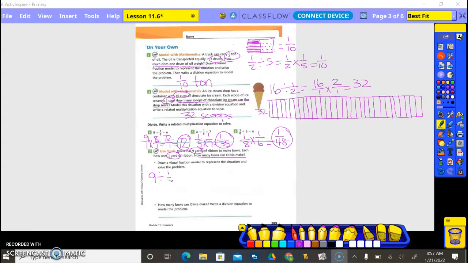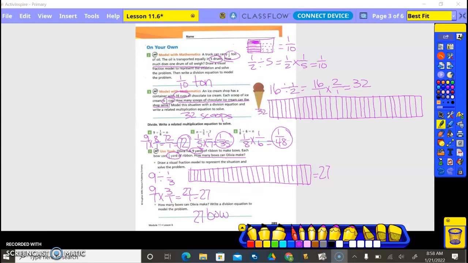9 divided by 1/3. So we drew our big box, broke it into 9 boxes, and then we broke those 9 boxes into 1/3 sections, and we got 27. So then we're going to go back and check our problem. So we have 9/1 times, what's the reciprocal of 1/3? 3/1, which equals 27/1, which equals 27. So how many bows can Olivia make? 27 bows.